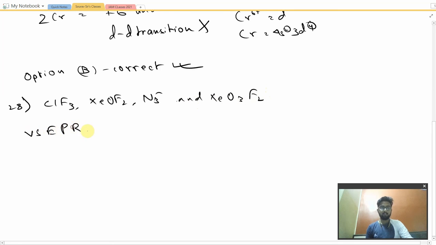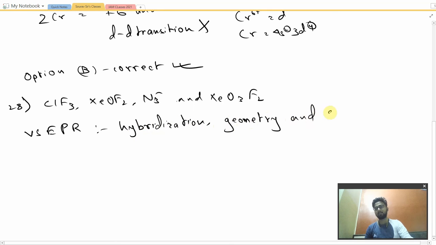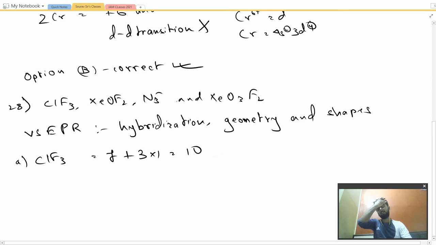VSEPR theory is used to determine three things: the hybridization of the compounds, the geometry, and their corresponding shapes. Let us look into the first example first, ClF3. Cl, being the central atom, has a valency of 7. So 7 plus the 3 Fs each contributing 1, which is equal to 10 electrons.